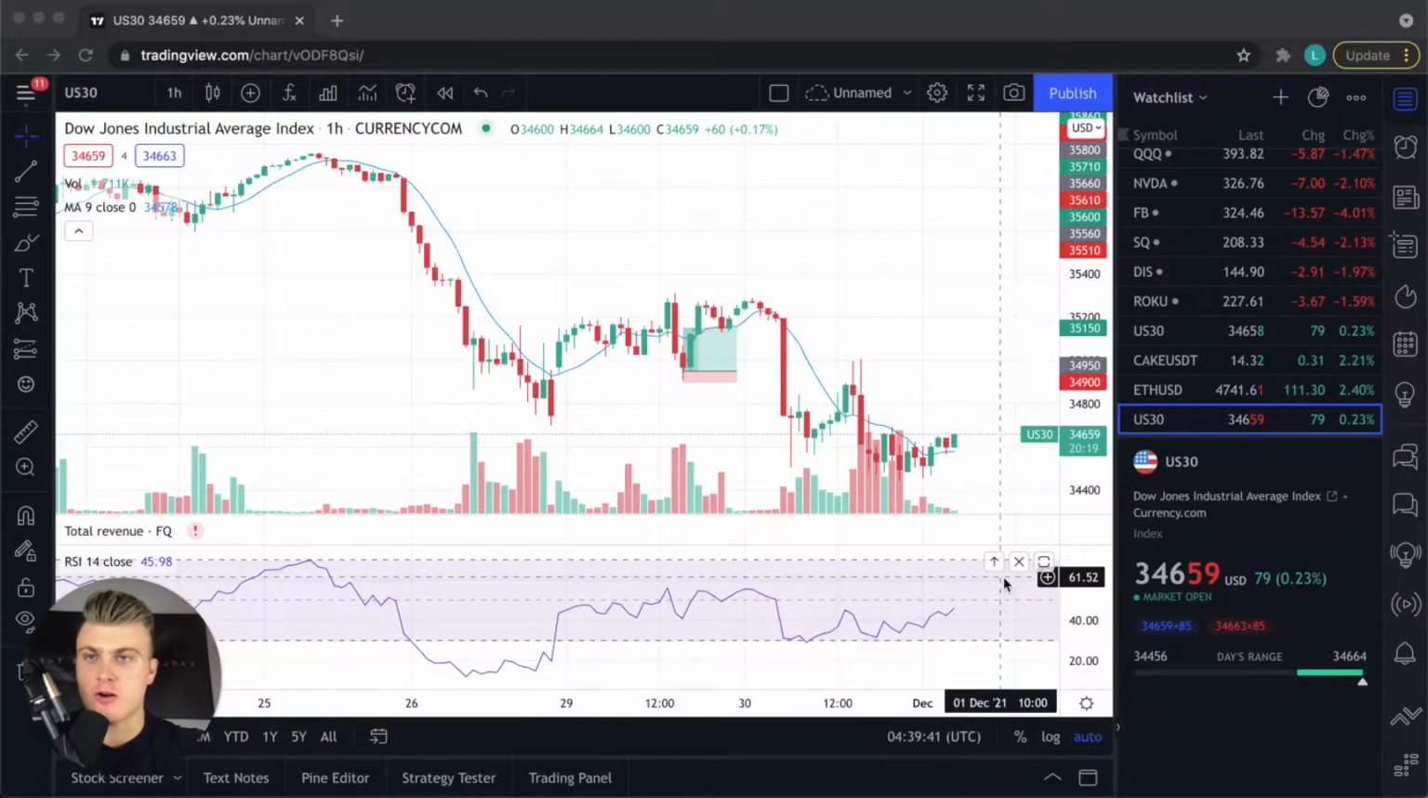Going to be going over RSI. RSI is an indicator and it stands for Relative Strength Index. This indicator is going to basically tell you when something is overbought or oversold.